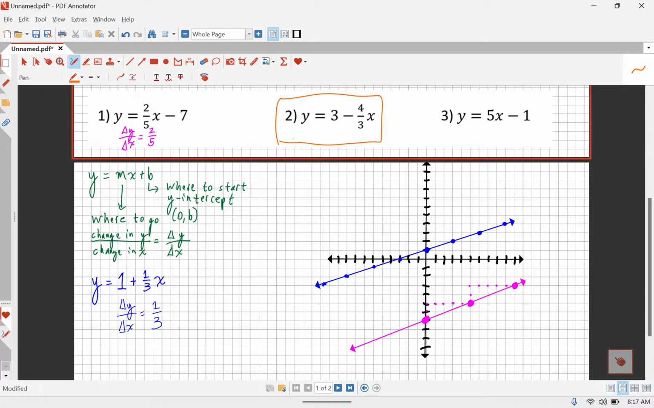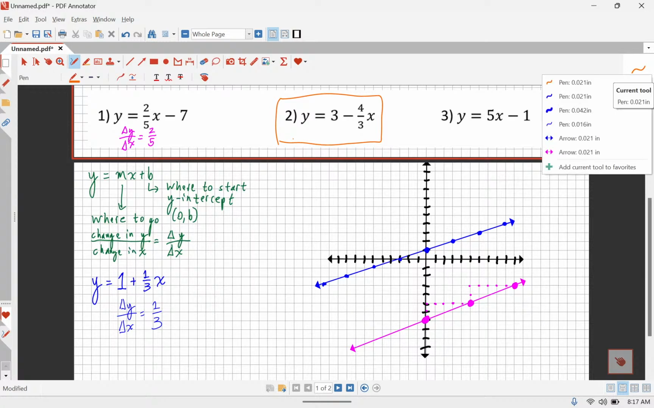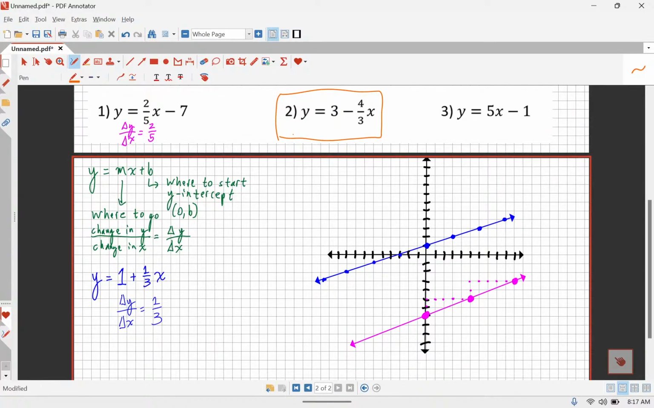Okay, let's see what we can do, guys. Let's get a little bit of help. Bethany, which part of this is telling me where to start? The 3. Now, is that telling me to go up 3, right 3, down 3, or left 3? That's right. Since it's a positive 3, you're going to go 1, 2, 3, and put a dot.